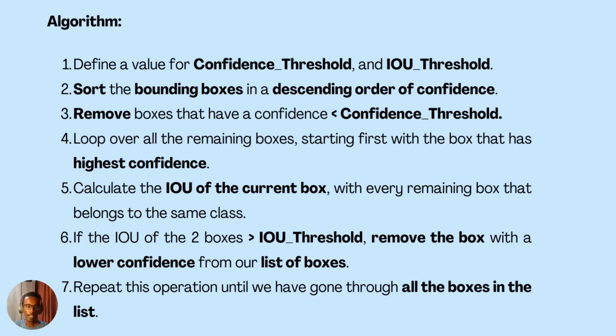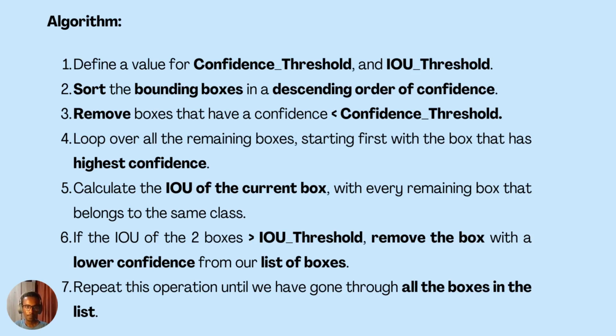And for the fourth step, we need a loop. We need to loop over all the remaining boxes after the removal of the boxes using the confidence threshold. And starting first with the first box that has the highest confidence, we loop over all of the remaining boxes. And on the fifth step, we calculate the IOU of the current box, which is the one with the highest confidence, with every remaining box that belongs to the same class. So we only compute the IOU of the current box with the remaining boxes that have the same class.